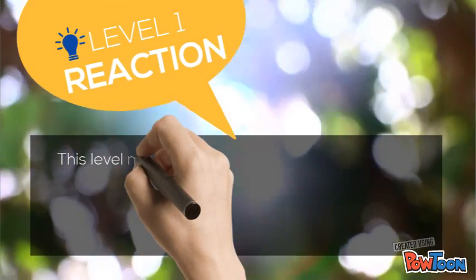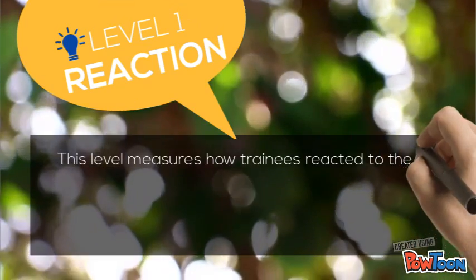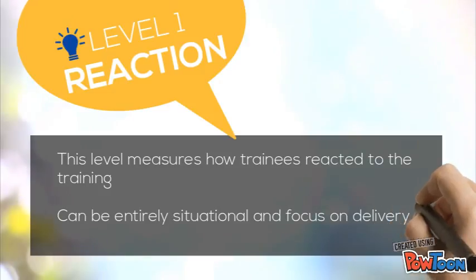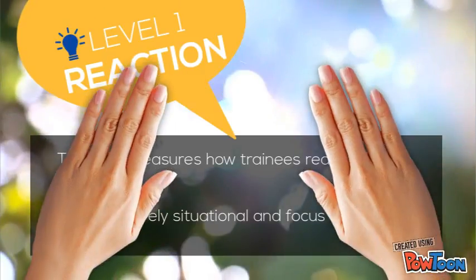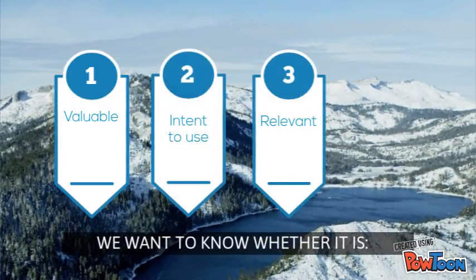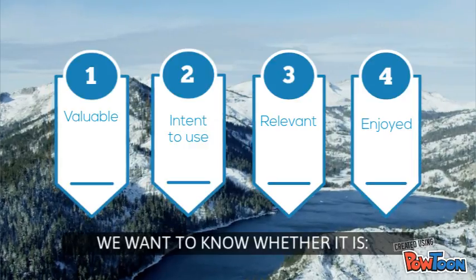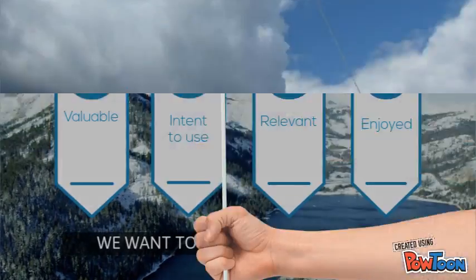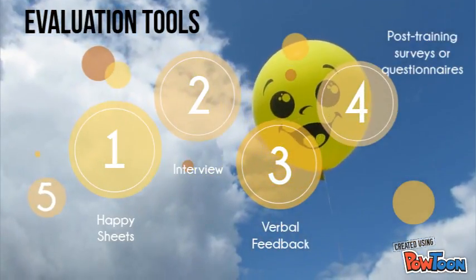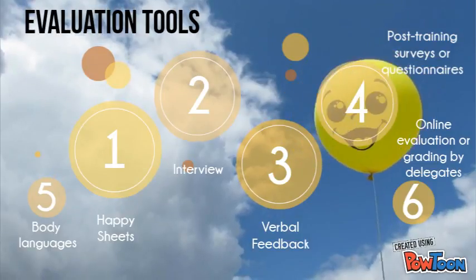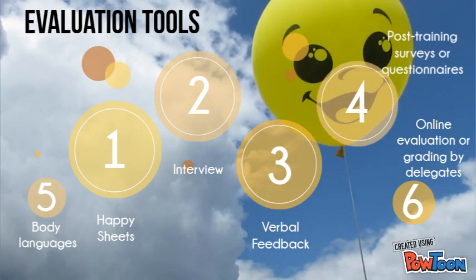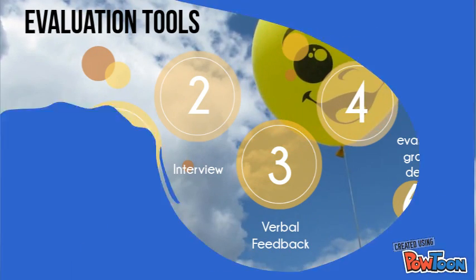The first level is called reaction. This level measures how trainees reacted to the training. It can be entirely situational and focus on the delivery aspect. We want to know whether it is valuable, intent to use, relevant, and as well enjoyed. The evaluation tools for this level are happy sheets, interviews, verbal feedback, post-training surveys or questionnaires, body language, and online evaluation or grading by delegates.